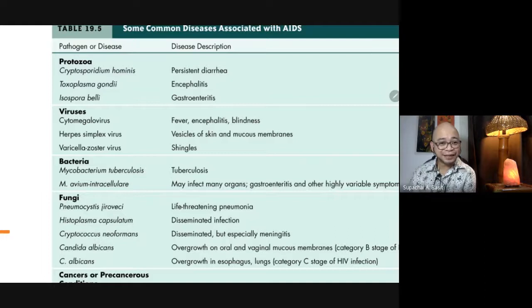Candida albicans, there are two types of Candida albicans infections. In category B, it is mucocutaneous. But in category C, it is systemic. Okay, systemic candidiasis. When you say systemic, there is an overgrowth in esophagus, lungs, and of course, there could also be cancers or precancerous state.